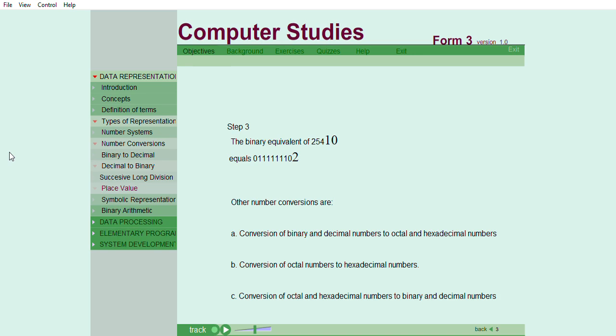Other number conversions are conversion of binary and decimal numbers to octal and hexadecimal numbers, conversion of octal numbers to hexadecimal numbers, and conversion of octal and hexadecimal numbers to binary and decimal numbers.